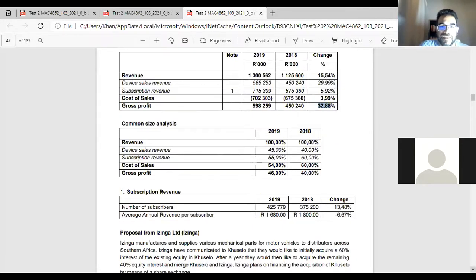Okay, then we have common size analysis. So common size analysis, we have revenue 100%, 100%. With common size analysis, you would have one base. Okay, so the base over here is revenue. So make revenue 100%. So we're saying as a percentage of revenue, how much is device sales? As a percentage of revenue, how much is subscription? So as you can see, this is going to add up to 100 because it's splitting the revenue number up. Okay. Then cost of sales. Cost of sales is making up 54% of revenue. Last year it made up 60% of revenue. Gross profit is 46% of revenue, whereas last year it was 40%. So as you can see, because you reduced costs relative to last year, we were able to improve gross profit.